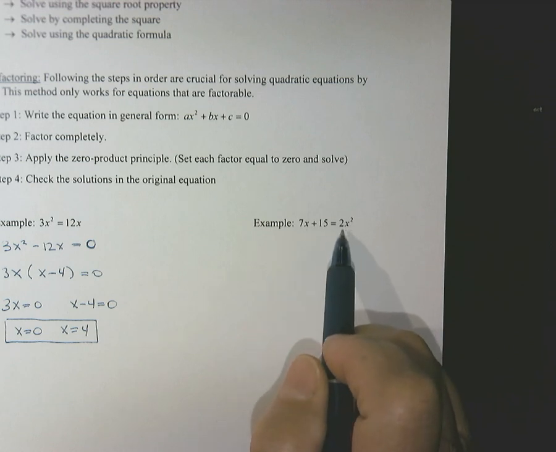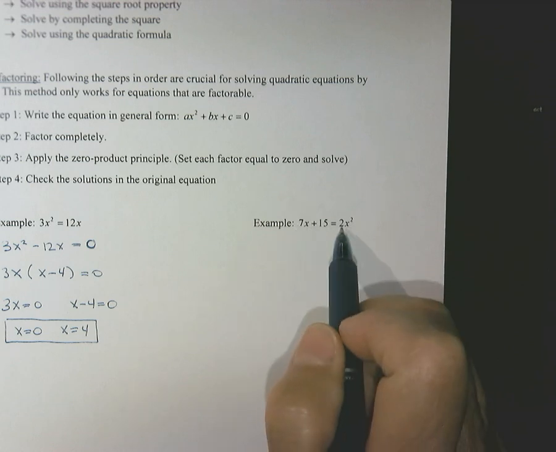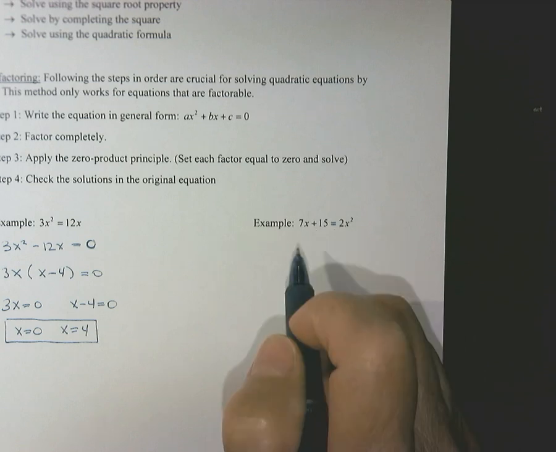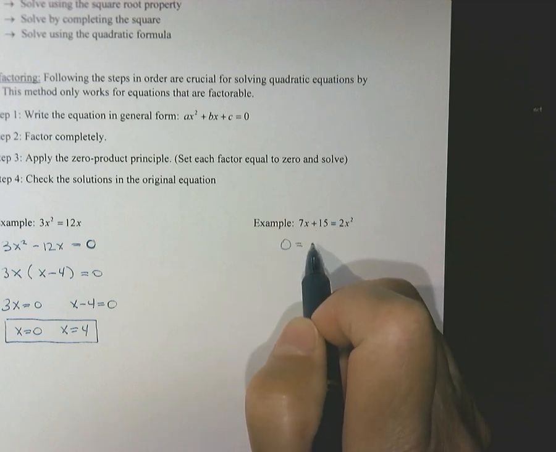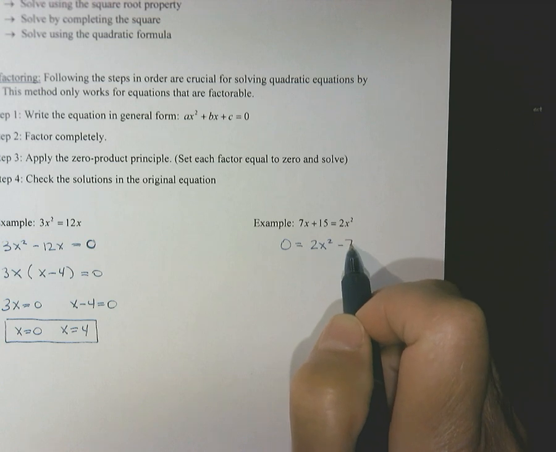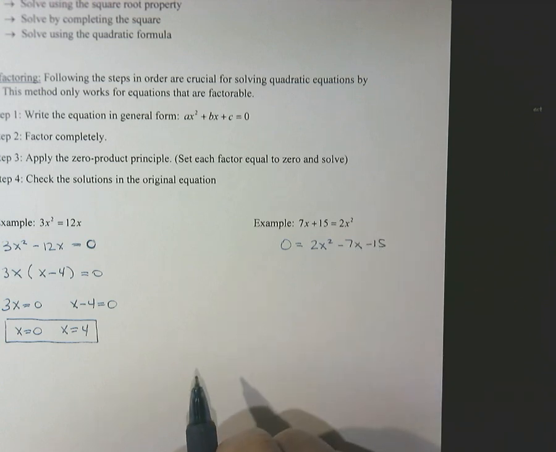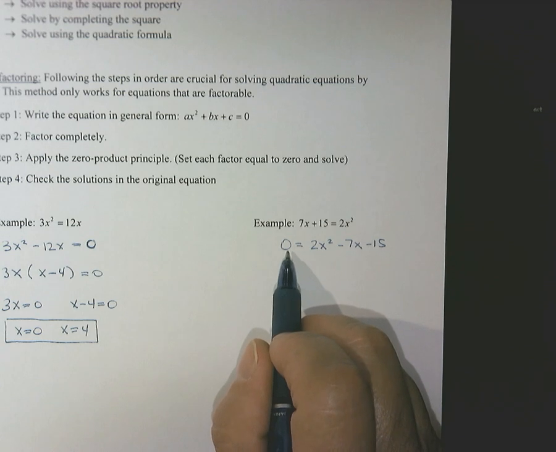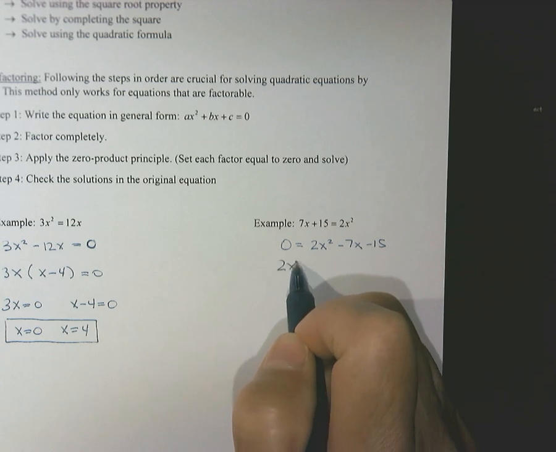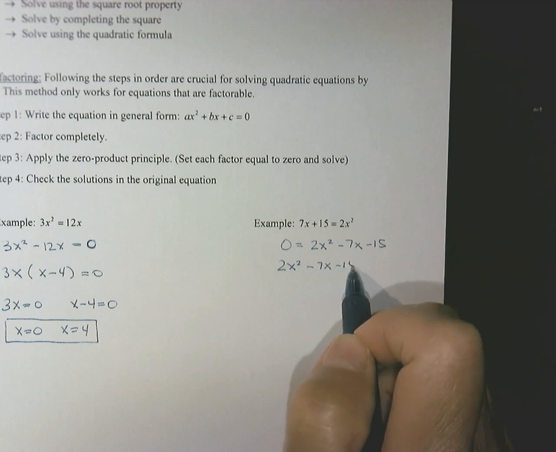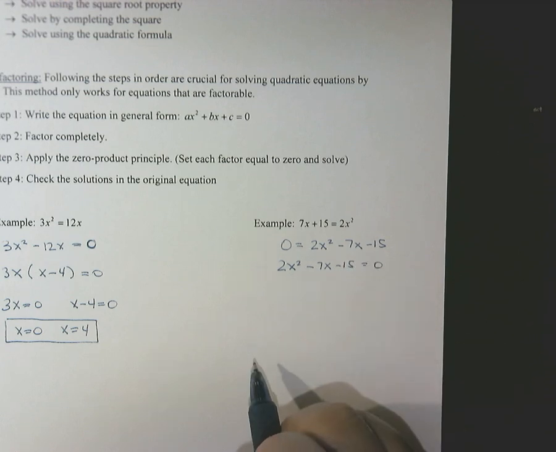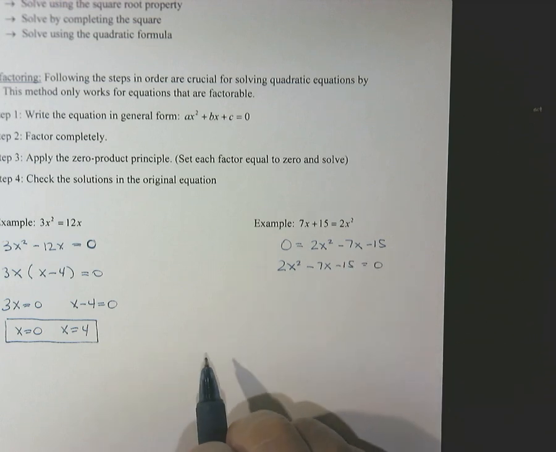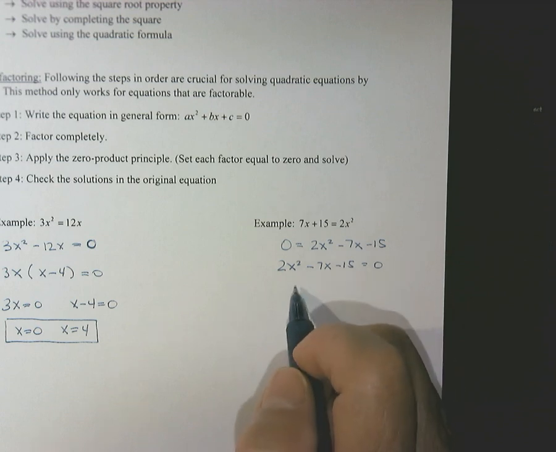So I'm going to keep the 2x squared positive, and I'm going to subtract the 7x, and I'm going to subtract the 15. So I would end up having 0 equals 2x squared minus 7x minus 15. If you feel it's weird having a 0 on the left-hand side, we can rewrite this. So now I need to factor this, and that's why we spent time factoring before.